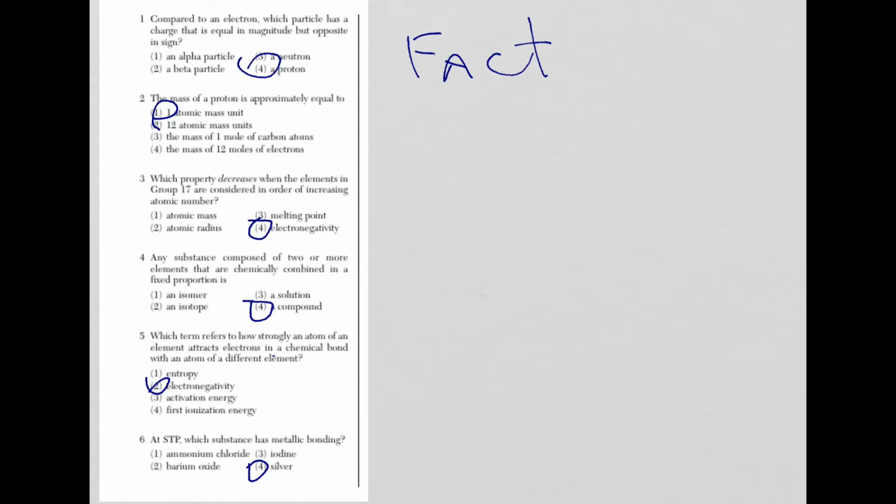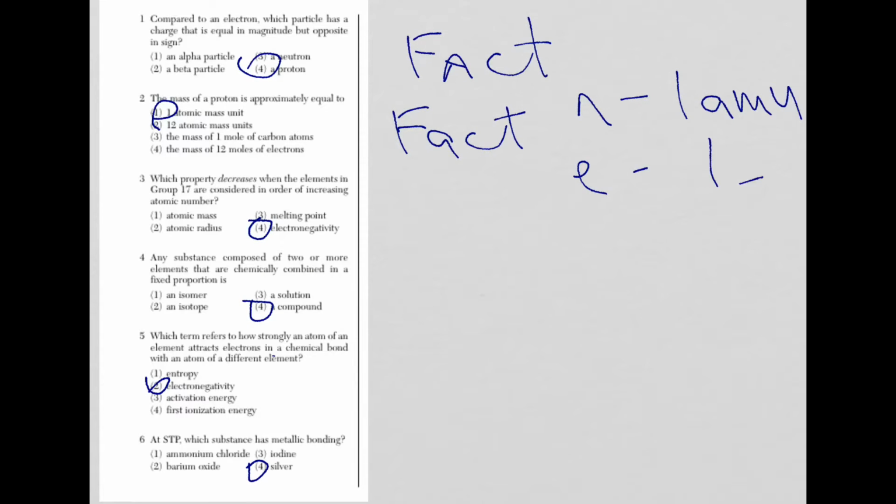My suggestion is to write it on a separate sheet of paper that you can study from. Number 2, mass of a proton is equal to 1 atomic mass unit. Again, that's a fact. Not only the mass of a proton, but the mass of a neutron as well. The mass of a neutron is 1 AMU. The mass of an electron is way smaller, about 1/2000th of an AMU.